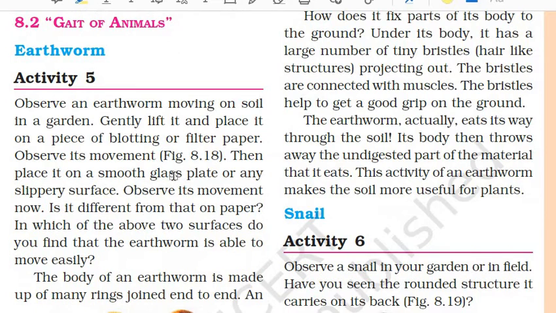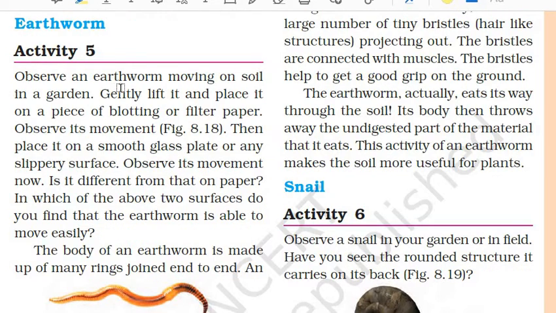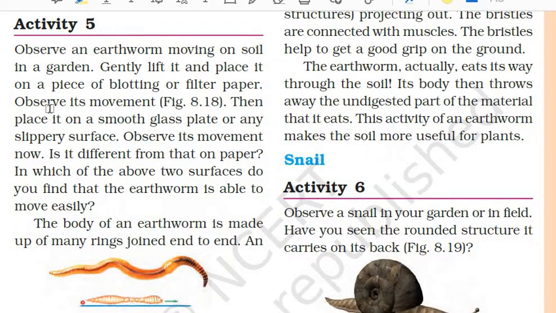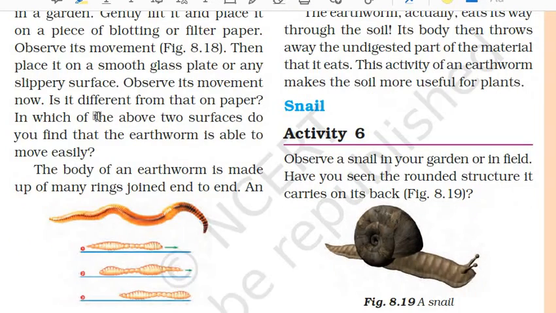Gait of animals. Earthworm. Observe an earthworm moving on the soil in the garden. Gently lift it and place it on a piece of blotting or filter paper. Observe its movement. Then place it on a smooth glass plate or any slippery surface. Observe its movement. Is it different from the movement on paper? On which of the above two surfaces do you find the earthworm able to move easily?